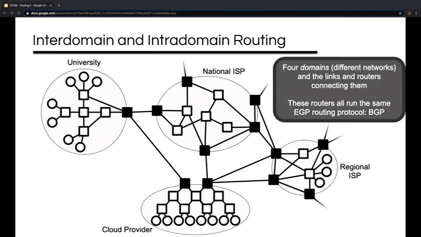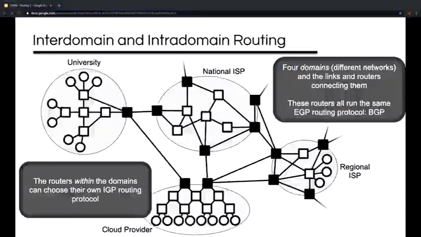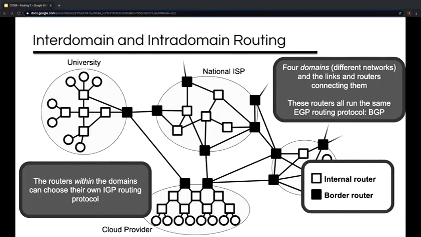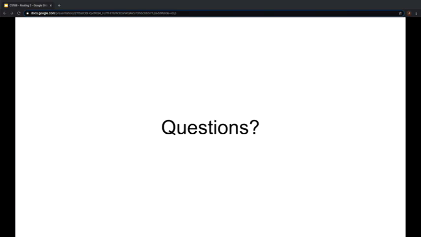But internally, these domains have a bunch of routers and a bunch of hosts of their own. And so inside these domains, they each choose their own IGP to run, their own interior gateway routing protocol. And so you can classify the routers here as being border routers, the ones that connect the domains to each other, and internal routers, the ones that are used within the domain. Is that clear? Any questions on internal, external IGP? Okay.